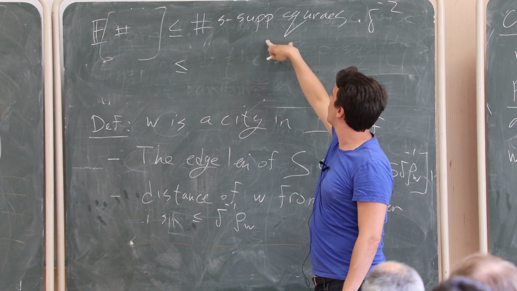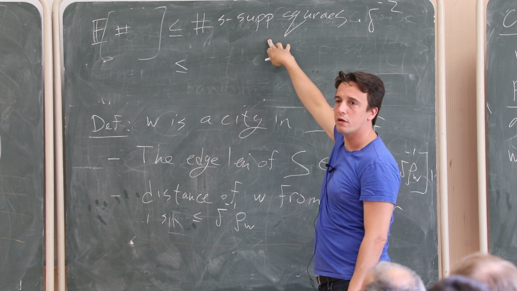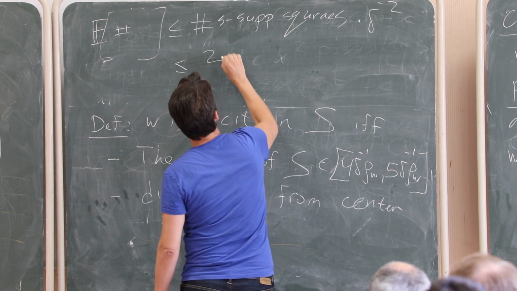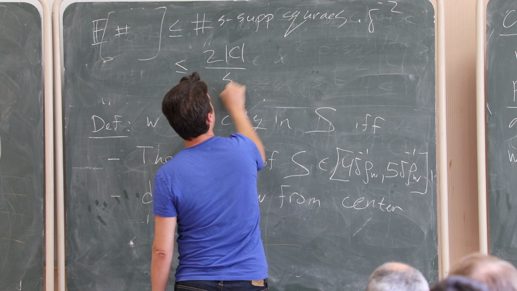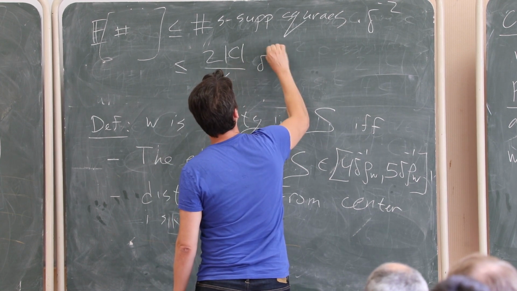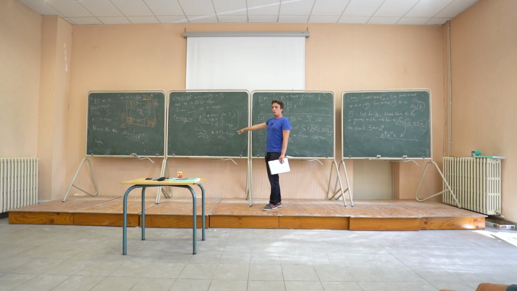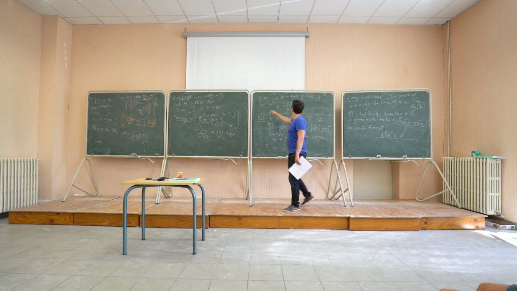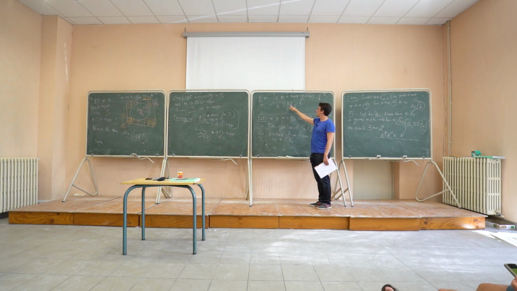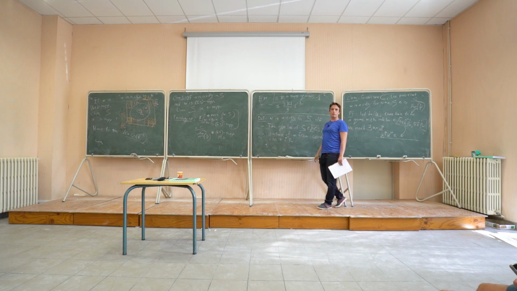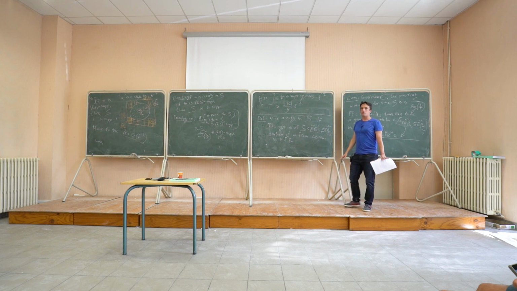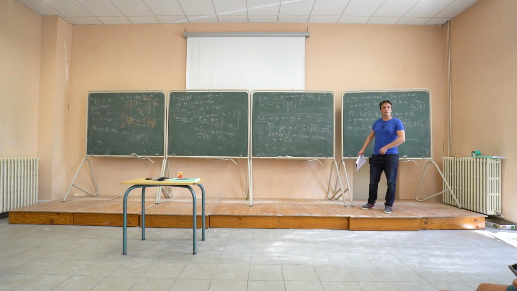And from the previous, this completes our deduction, because we already proved that the number of S-supported squares cannot be more than 2 times C divided by S. From here, we get another delta to the minus 2. And this gives us what we want. The number of delta S supported points cannot be more than some constant, the total number of points divided by S times delta to the minus 2 log of 1 over delta. And this concludes the proof of the magical lemma.